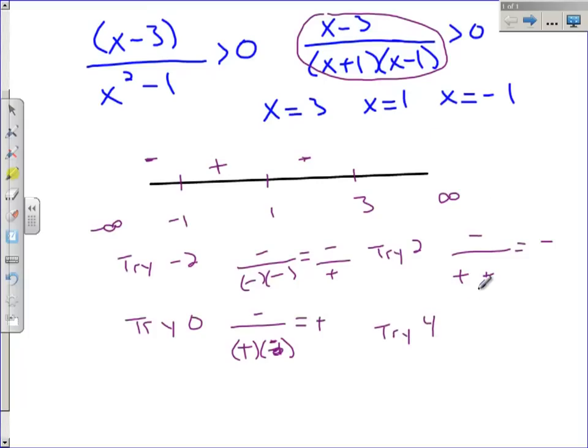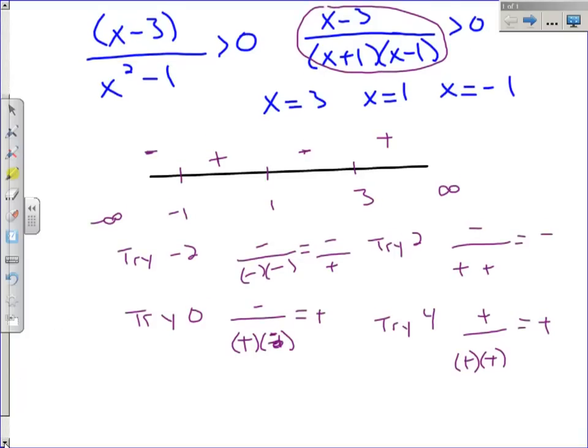So if I plug a 4 in, I'm going to have a positive over a positive times a positive. And so that equals a positive. So I'm above the x-axis there. So let's answer the rational inequality first, and then we're going to show how this will help when we're graphing.